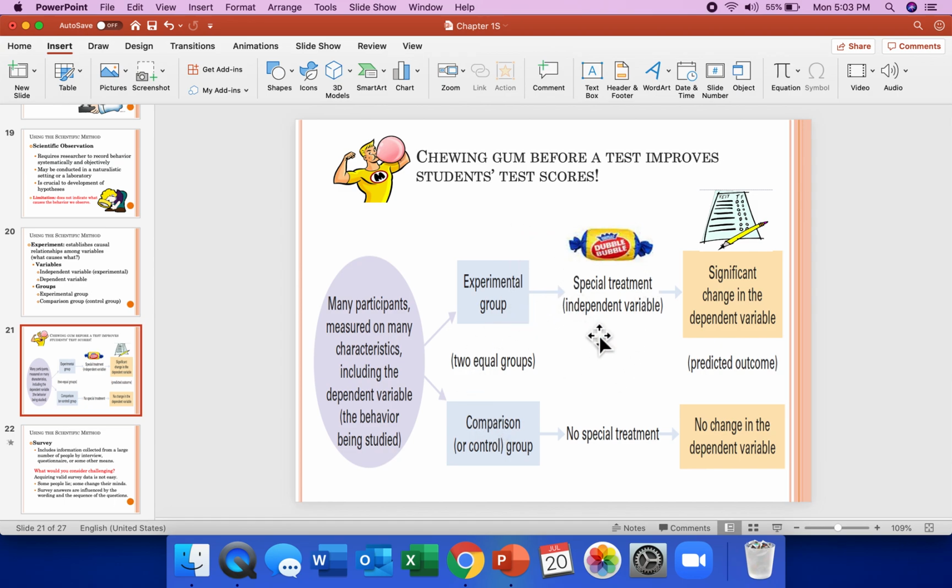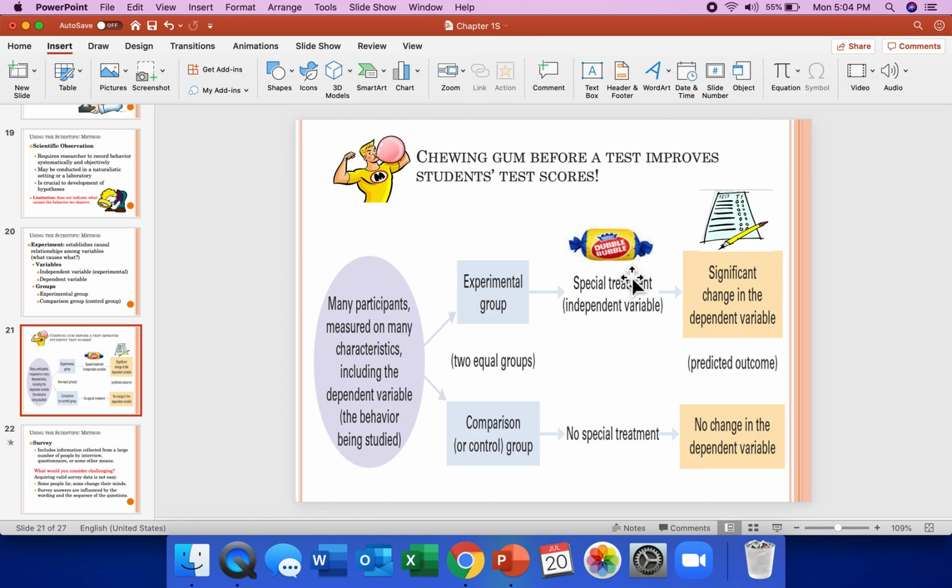And then you apply your independent variable. You give one group gum before the exam, and the other group doesn't get anything. And then you record your results. And the outcome, which is in this case the scores, becomes basically your dependent variable.